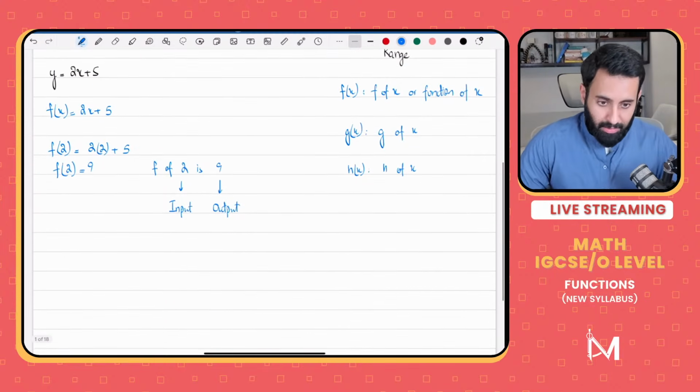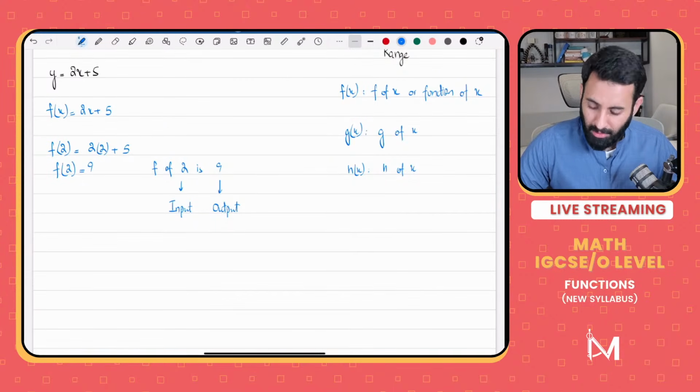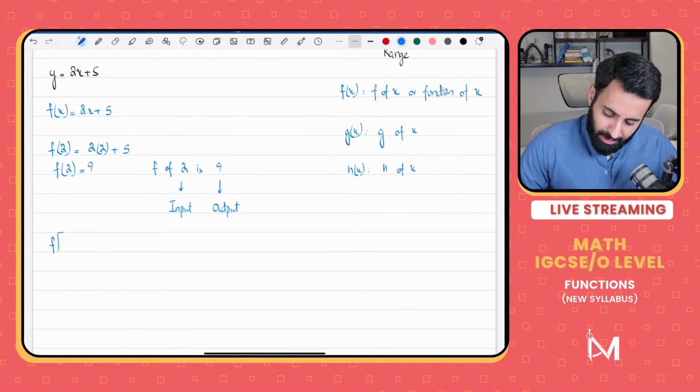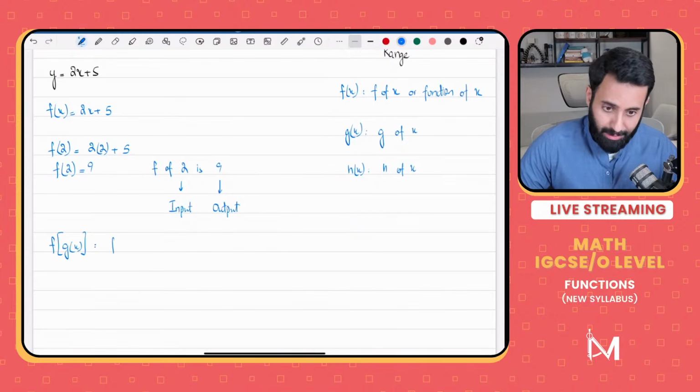So this is a very basic example of f of x. Yes, f of x is basically equal to y. Okay. Now, this is something that has been added to the O-level syllabus. Composite function was always part of the IGCSE syllabus, but now it has been added to the O-level syllabus as well.